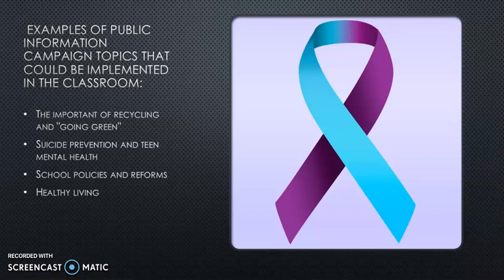So before moving on, I have chosen to just include a couple of examples of some public information campaigns that can be used at any grade level. The first one is recycling and going green. So at a young age, for early elementary students, this could just be simply learning about what recycling is and then creating a flow chart showing how recycling betters their community. Up into high school, students can create their own campaigns and then go about it in their communities and present it in a visual way.